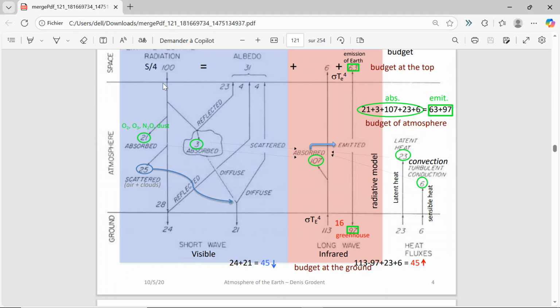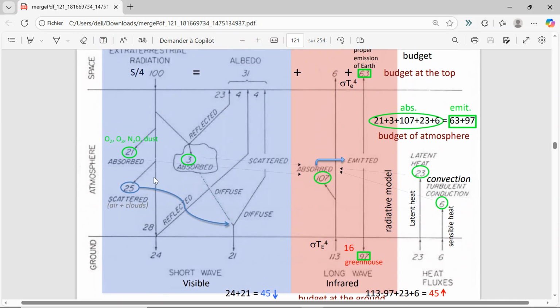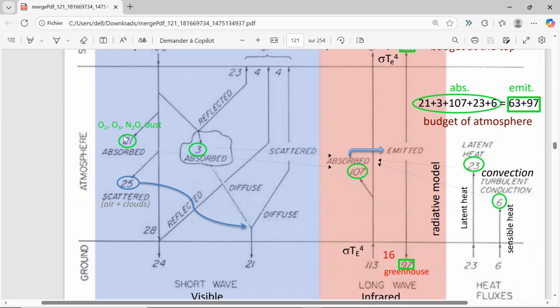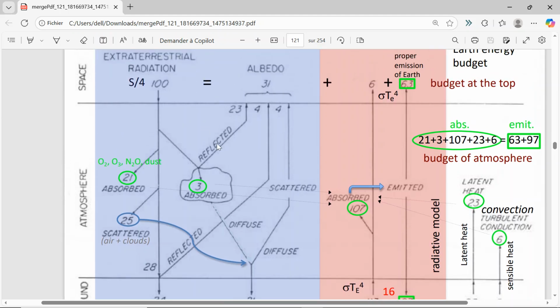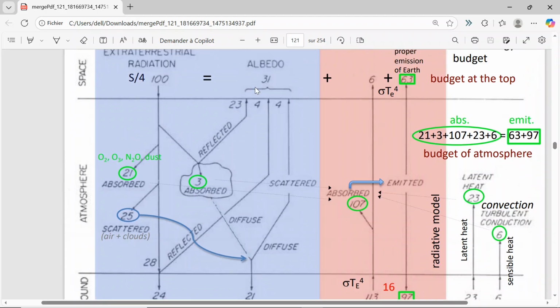So you have 100 units coming down to the Earth. You have 28 that directly access the ground. But you have 21 that is absorbed through the ozone, the molecular oxygen, etc., the dust. So 21 of the 100 units. Then 30% at the end is reflected through the albedo, reflected at different stages of the atmosphere. However, most of the reflection happens in the upper atmosphere.